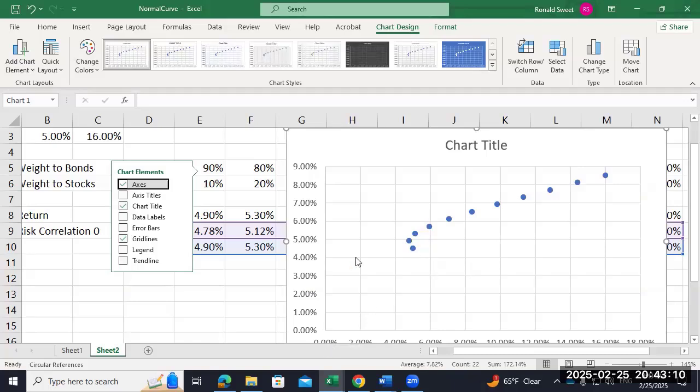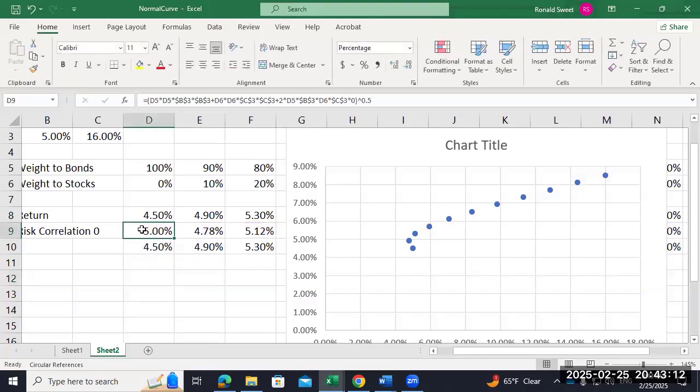But there's your efficient frontier. So y'all just saw what I did. You should be able to build one of these. Could you build one of these with 3 asset classes or 4 asset classes? I'll show you how to do that when we're working on the project. All right, I'll stop it there.